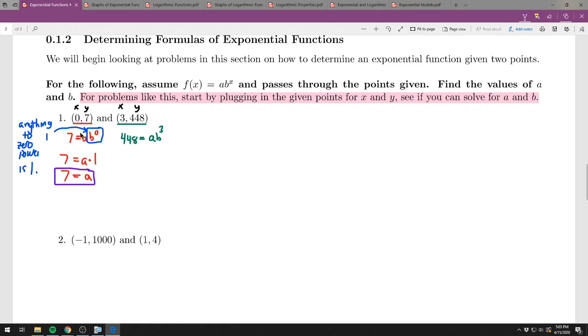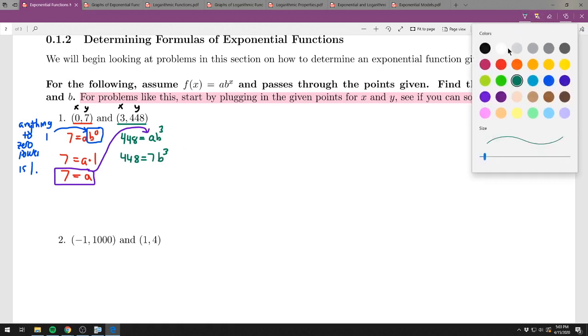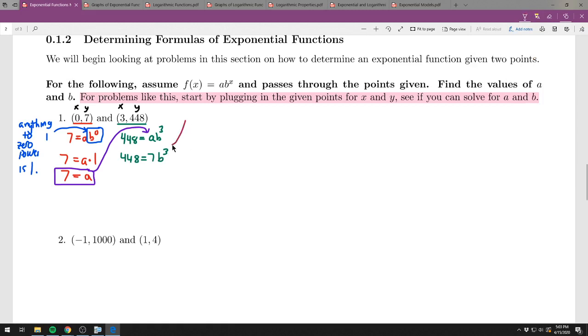Now that we were lucky enough to find a right away, we can plug it into our other equation and solve for b. So if we go ahead and plug in a as 7, we got 448 equals 7 times b cubed. Now remember what I talked about at the beginning. The a is by itself. Well, it's being multiplied, but it's by itself. B is raised to the power. So it's just 7 times b cubed. And we want to solve for b. That's what we're trying to do. We already found a, which is nice. We can solve for b.